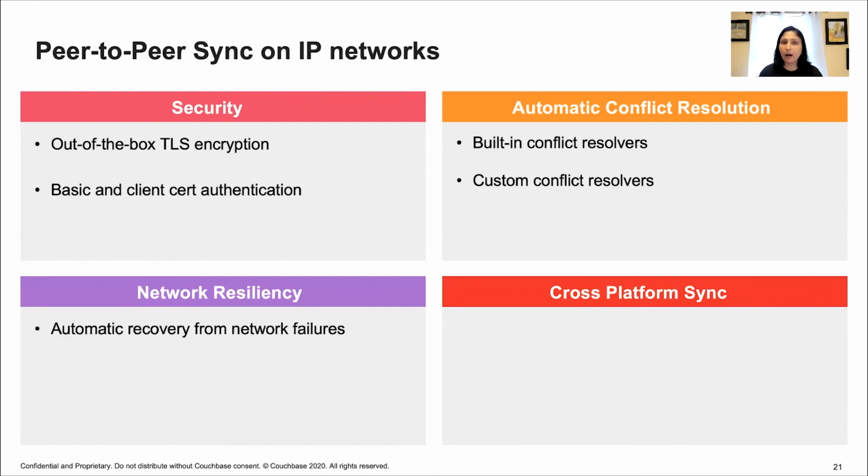Now, typically, field applications are deployed in remote sites where network connectivity is very, very unreliable. So you need a protocol that is resilient to network disruptions. It's not just resilient to network disruption, it should be able to recover from network failures in a timely fashion.